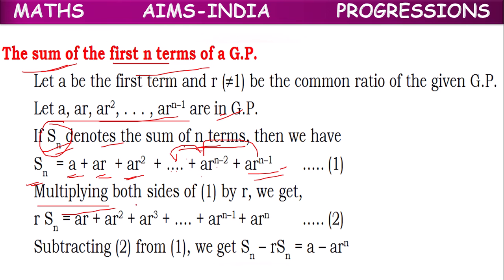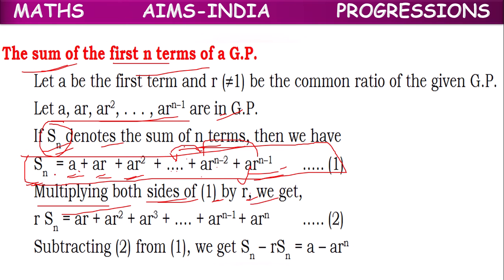So now, on multiplying both sides by r, whatever this first equation we have, if it is multiplied by r on both sides, left hand side we get r Sn, right hand side we get ar, ar square, ar cube, up to ar power n minus 1, ar n. We will get another equation, second equation.